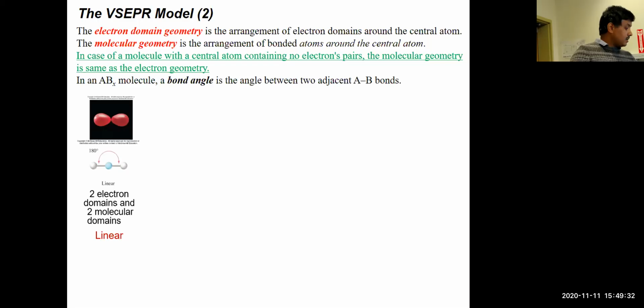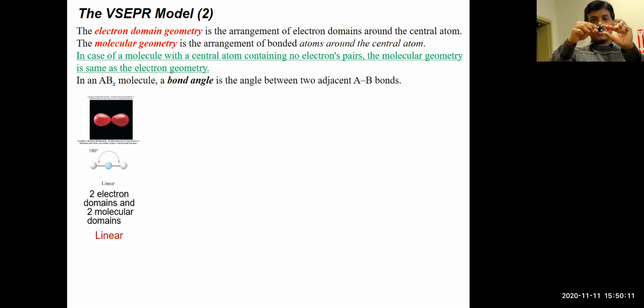And here is an example. I have a couple of models here to show you. Here is the example that you're looking at currently. You have a central atom here, the carbon, that is connected to an oxygen with a double bond, but still this is one electron domain, and it is connected to another oxygen here with another double bond. So this is also another electron domain. Even though it is a double bond, we still consider it as one electron domain because it is only giving one connection to another atom.